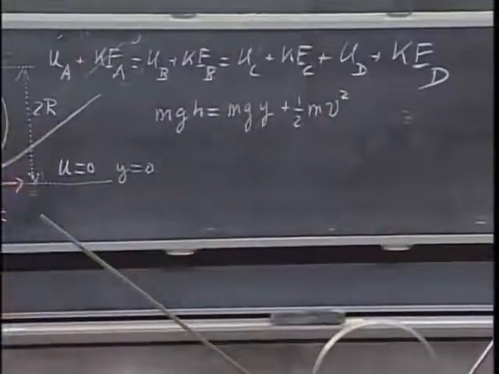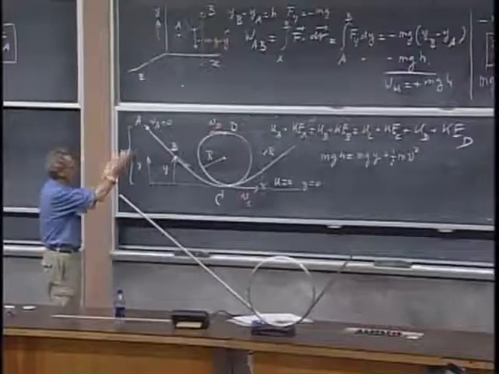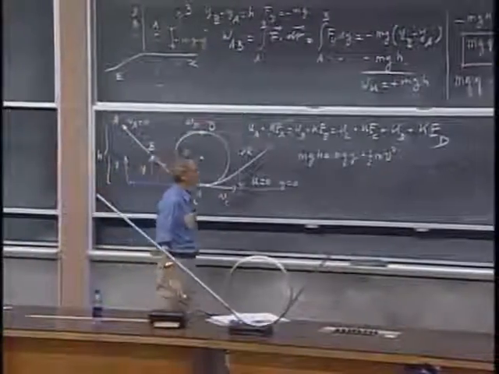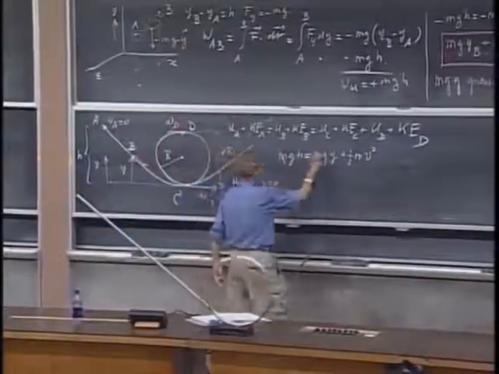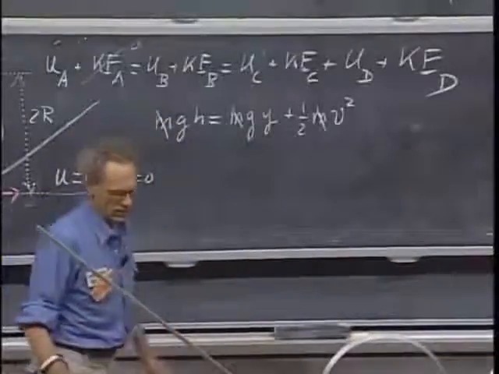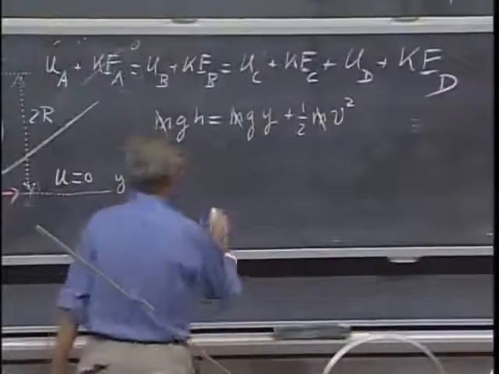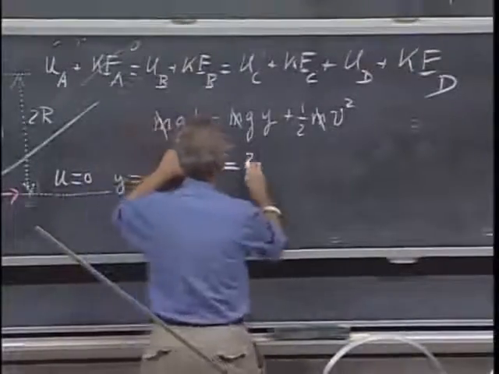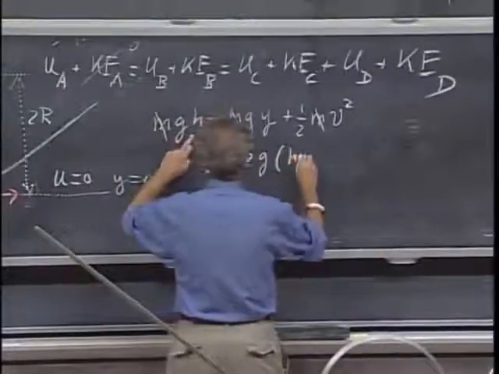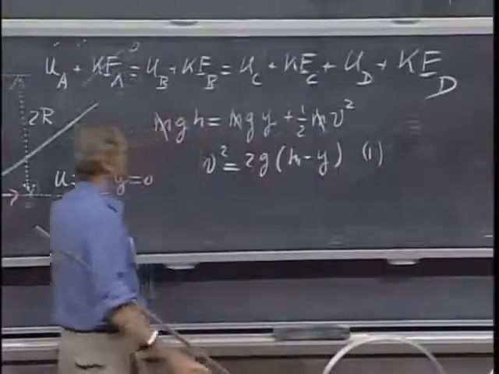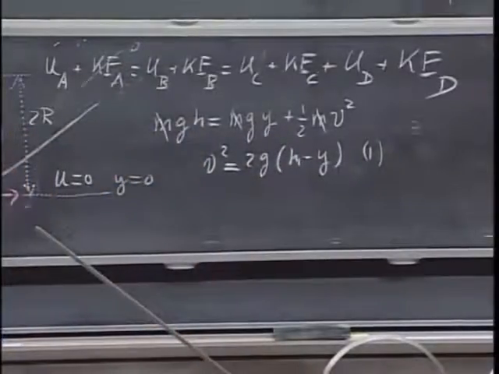This should hold, what you see there should hold for every point that I have here. It should hold for A, for B, for C, for D, for any point. I lose my m, and so you find here, let me summarize it, that v squared equals 2g times (h minus y). So this should hold for all these points. Therefore, it should also hold for point D.